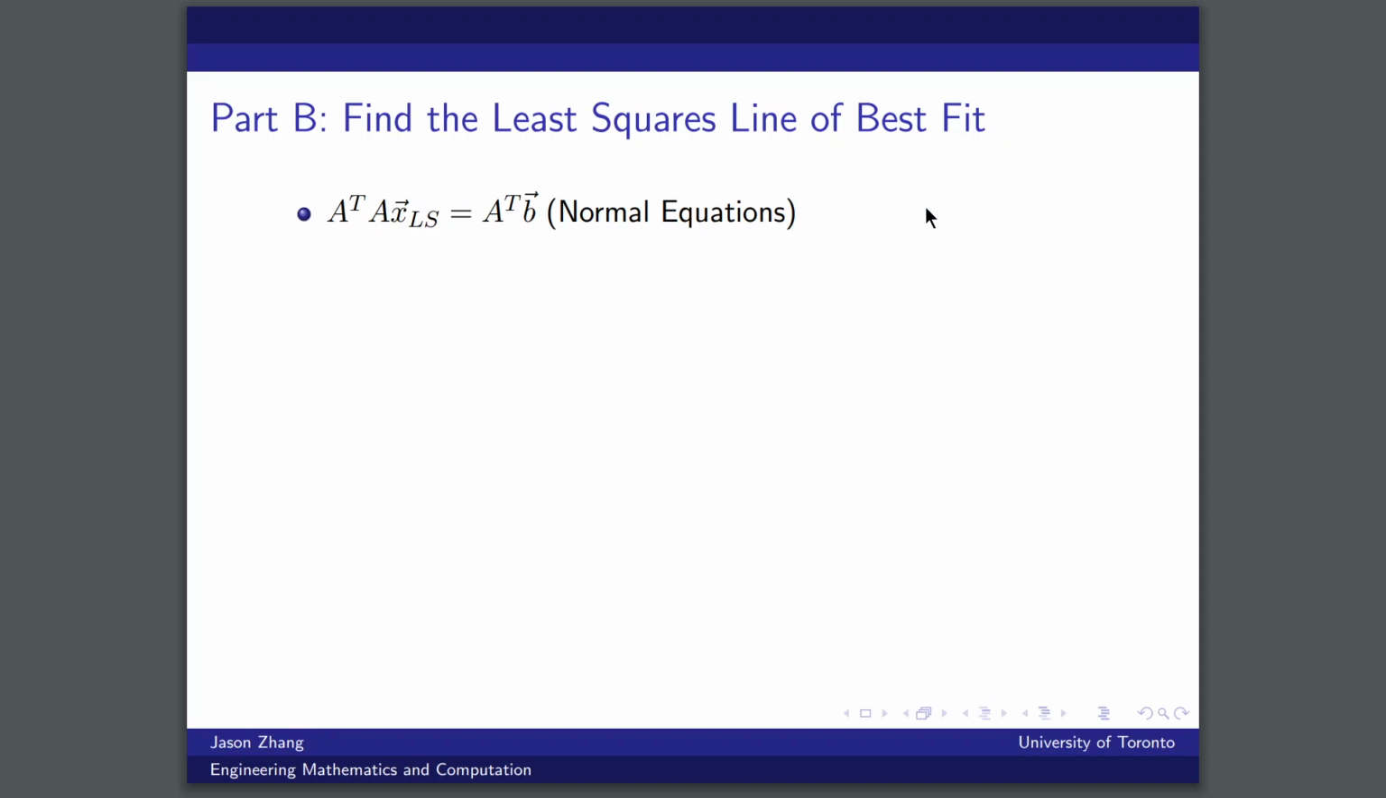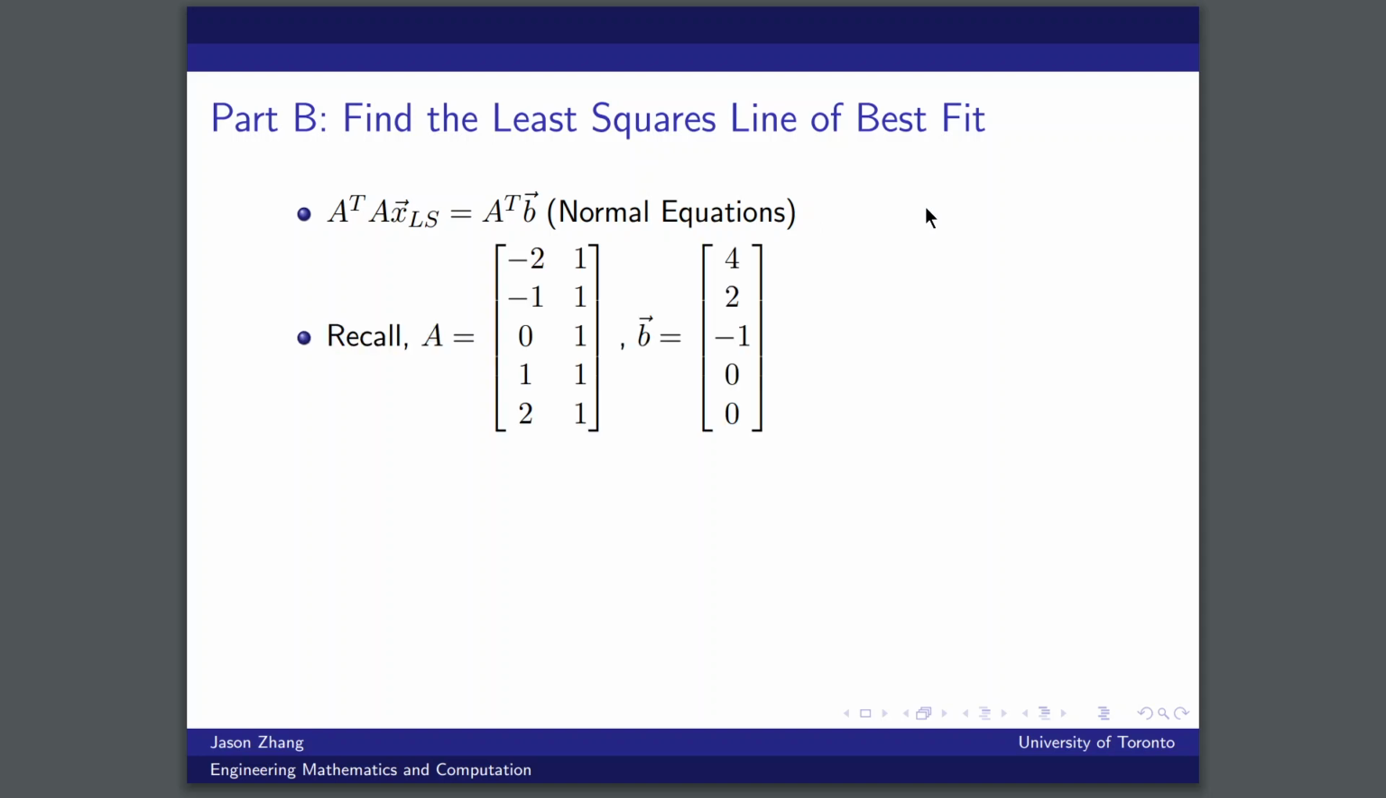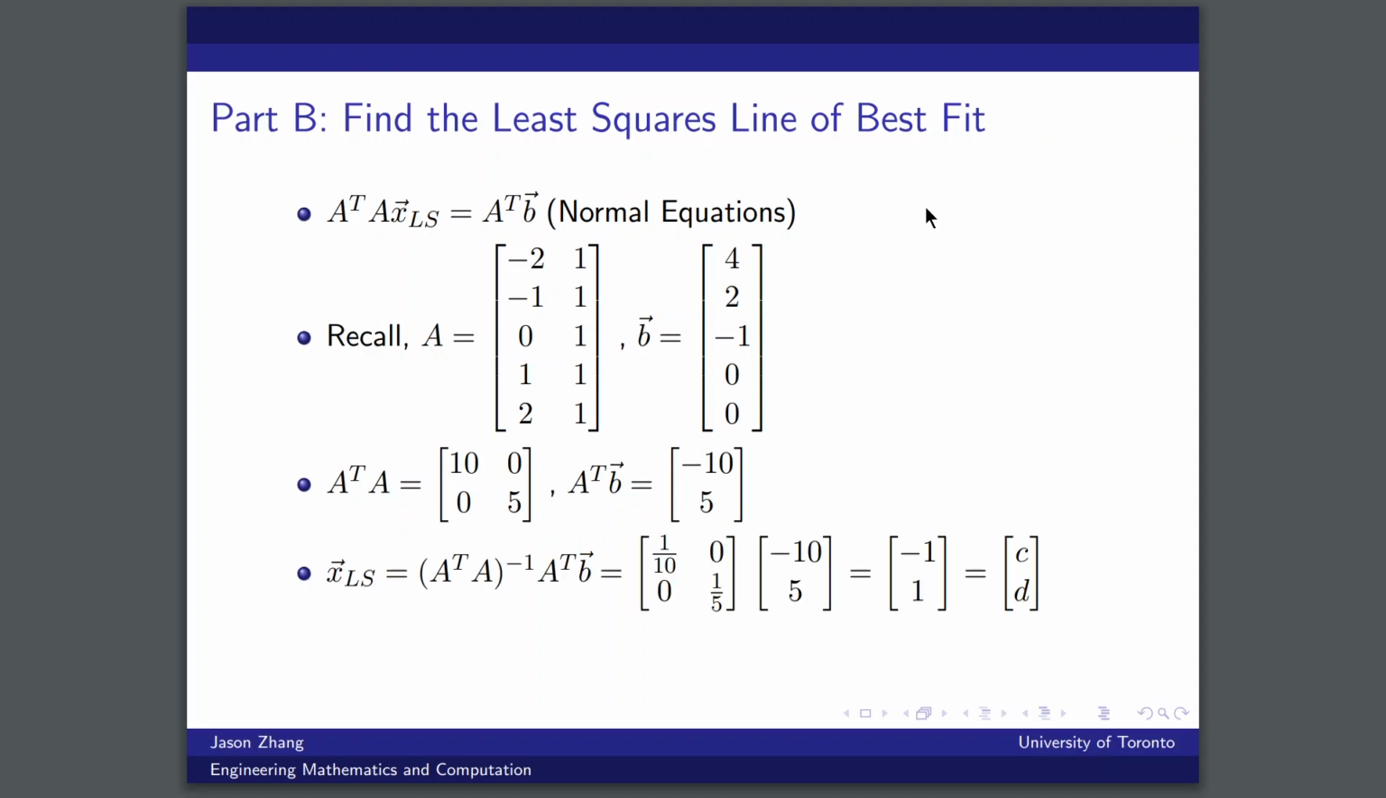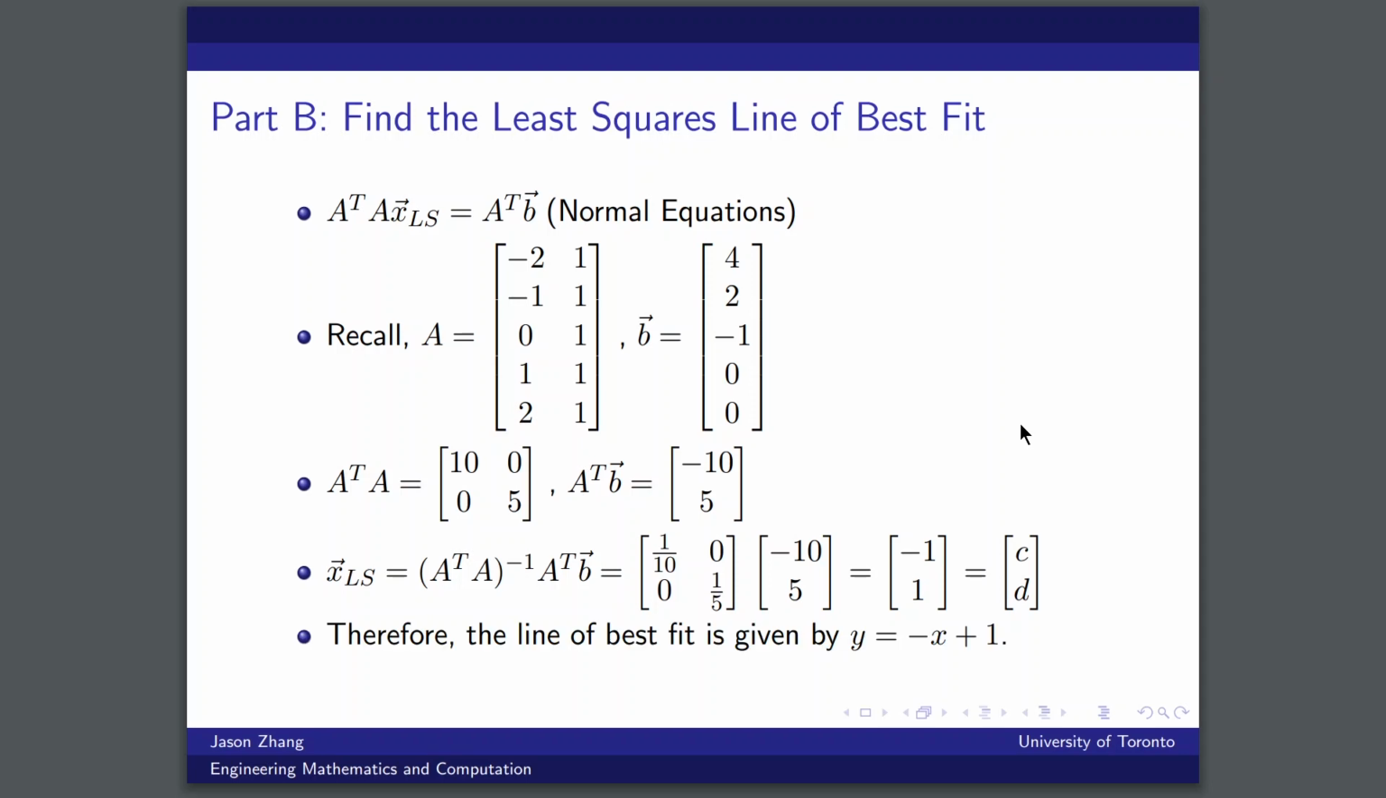So I know that must have been tough to follow, but just take my word for it. And recall that from part A, we have our definitions of A and the vector B. So we can calculate A transpose A and A transpose B. A transpose A, we can easily take the inverse of because it's a diagonal matrix. We just take the inverse of the diagonal elements, and we can calculate our least squares estimate for our fitting parameters, which are C and D. We find that C is equal to -1 and D is equal to 1. So therefore, the line of best fit is given by Y is equal to minus X plus 1.